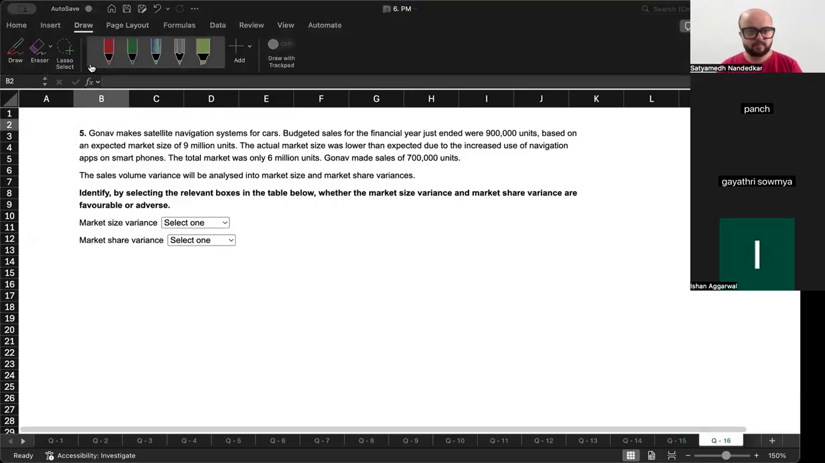Isko dekho. Gonav makes satellite navigation system for cars. Budgeted sales for the financial year ended were 9 lakh units, based on an expected market size of 9 million units. The actual market size was lower than expected due to increased use of navigation app on smartphones. The total market was only 6 million units. Gonav made sales of 7 lakh units. The sales volume variance will be analyzed into market size and market share. To market size kitna hai wo batana hai aapko, and market share kitna hai wo batana hai aapko.